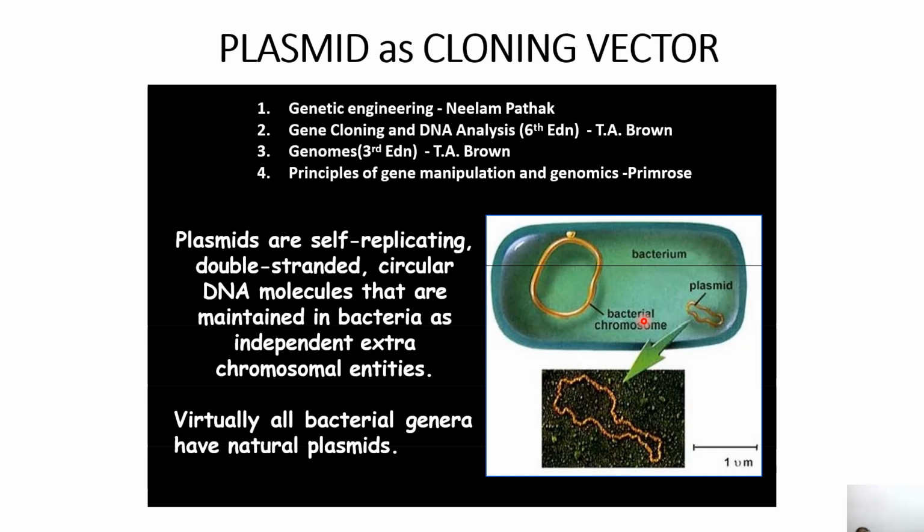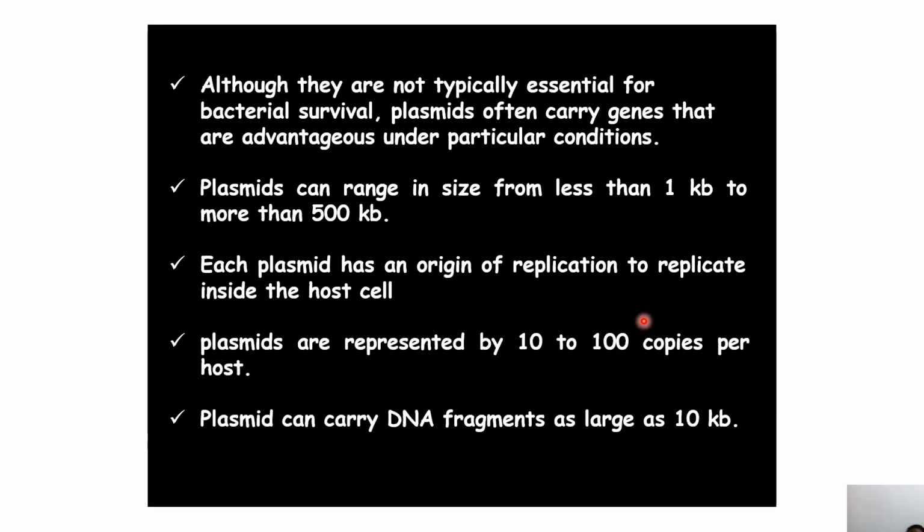So if we start talking about plasmid cloning vectors, they are self-replicating episomal DNA, double-stranded circular, that are maintained in bacteria as independent extrachromosomal entities. So all bacterial genera will have natural plasmids. Although they are not typically essential for bacterial survival, plasmids often carry genes that give advantages under particular conditions.